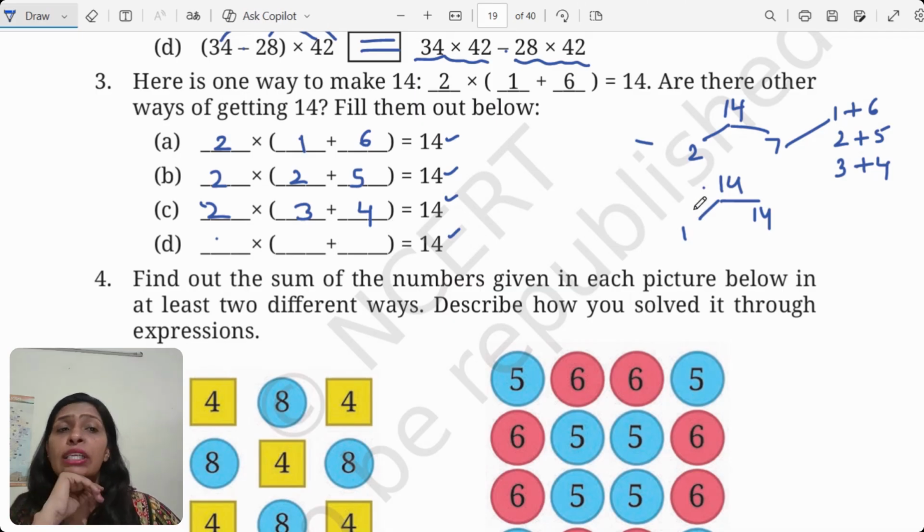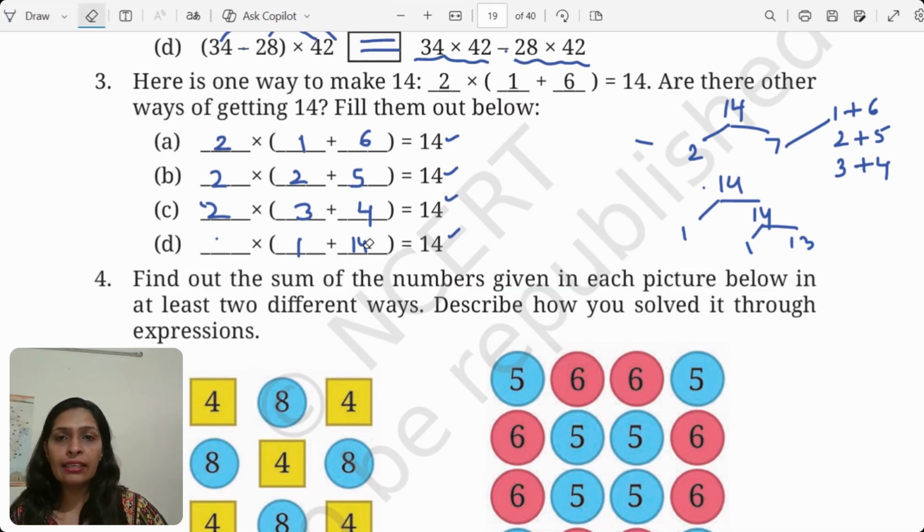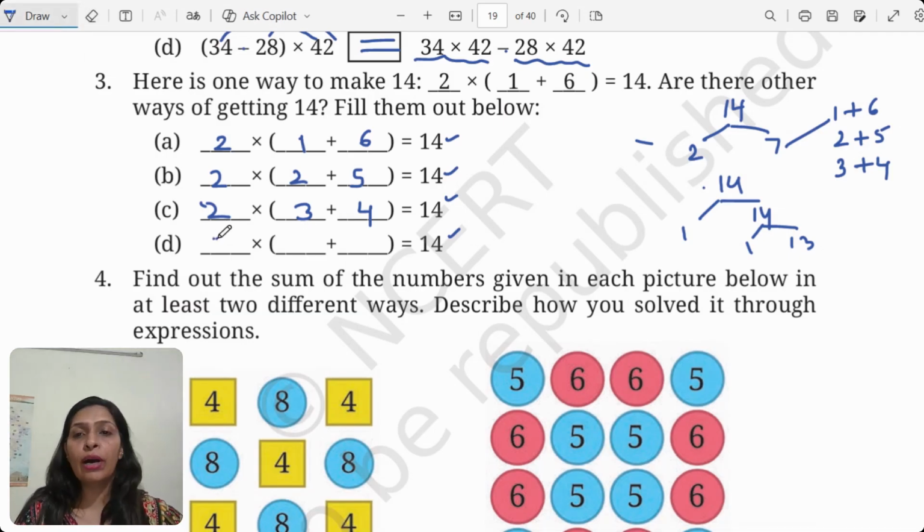But can you actually do it this way? 14 is 1 into 14. But if I write here 1 and 14, will that get me the answer? No, it's not going to get me the answer. But what I can do is further divide 14 as 1 and 13, right? So in order to get the answer, I can simply write the number 14 as 1 and then 1 plus 13.